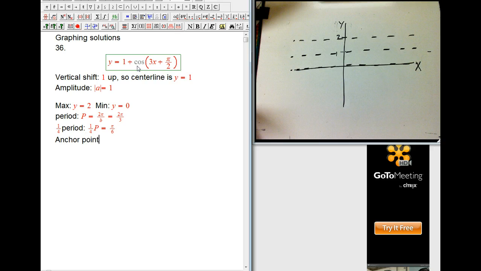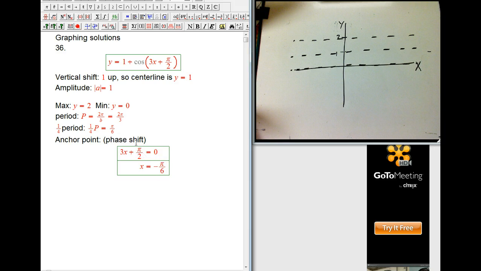Anchor point. So the x-coordinate of that is called the phase shift. I like to talk about the whole anchor point, which is actually a point to plot, but the phase shift is the x-coordinate of that. And the way we get that is 3x plus pi over 2. We set everything inside the cosine to be 0. We figure out what the magic x is. And when we solve that, we get x equals minus pi over 6. I'm doing a little fast on the arithmetic, but you can check me. Okay, so now we have a good idea of what's going on.